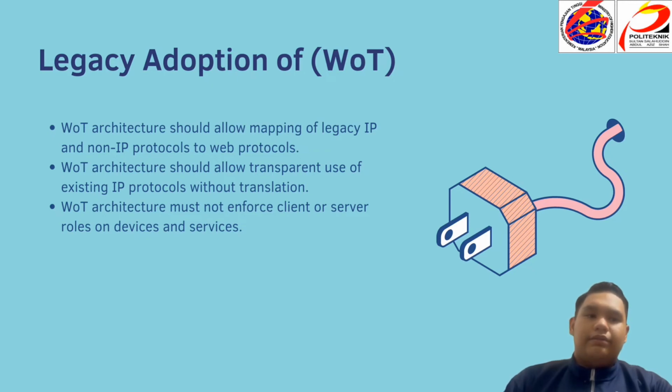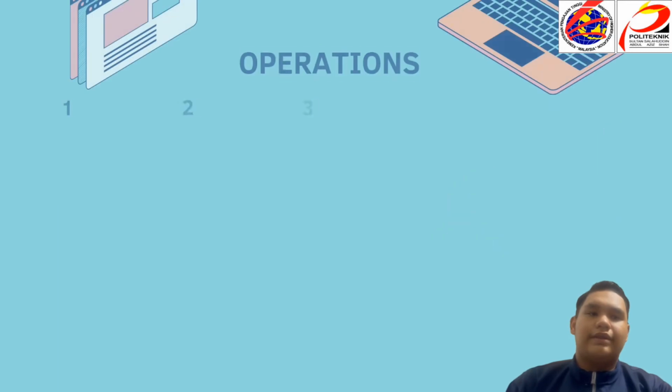WOT architecture must not enforce client or server roles on devices and services. An IoT device can be either a client or a server, or both, depending on the system architecture. The same is true of edge and cloud services.